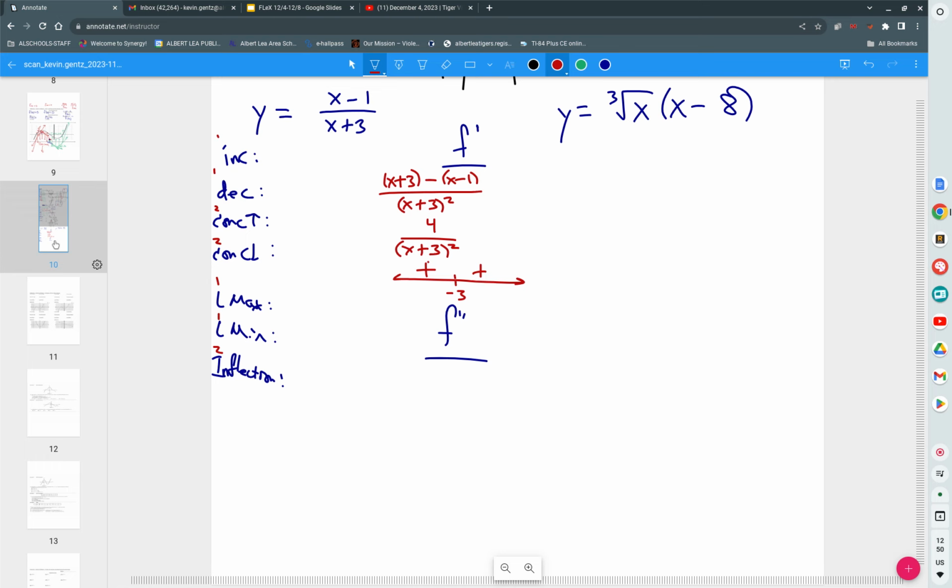It's always increasing, except at what value? -3 is not part of the domain, is it? So it may not be included in our intervals of increasing, decreasing. It's increasing from -infinity to -3, union -3 to infinity. It is decreasing never.